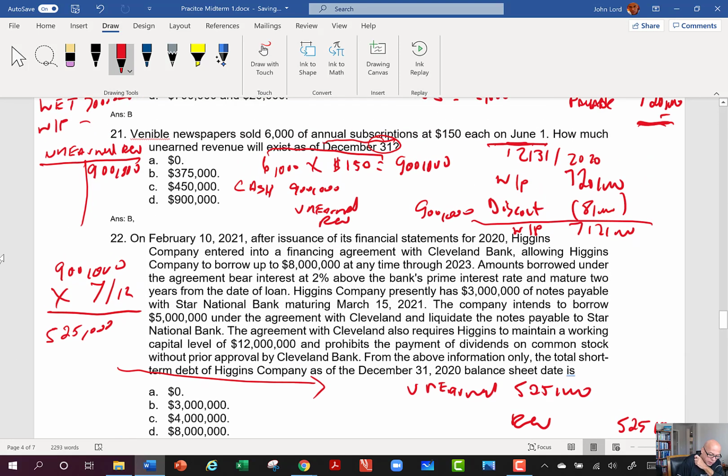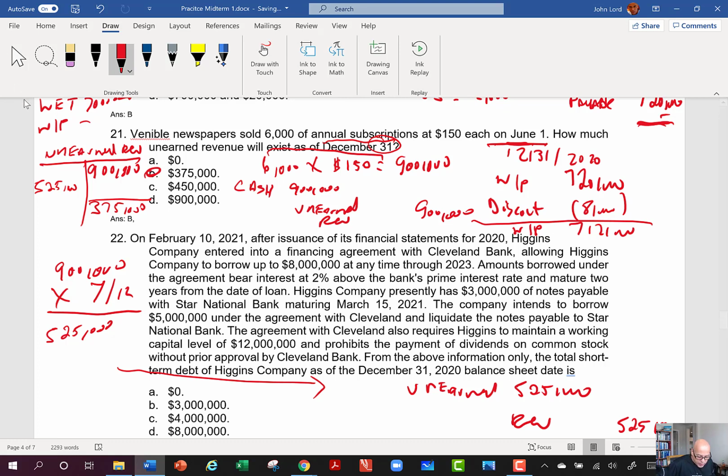And just using the T account up here, 900,000 minus the 525,000 that's been earned means there's still a balance left in here. Let me put my balance down here of 375,000. That's the amount that's still unearned. Choice B.